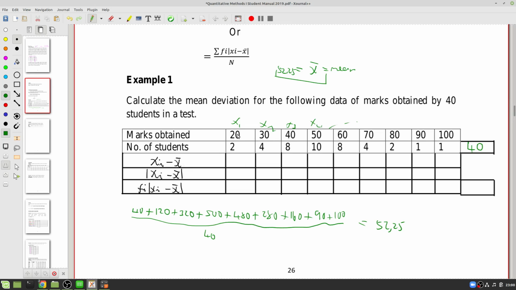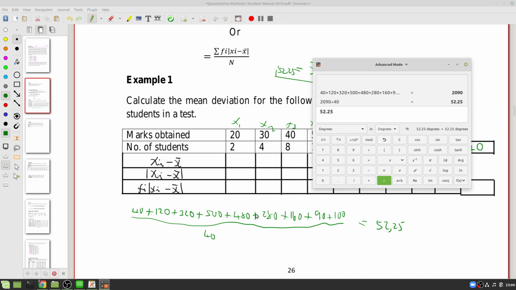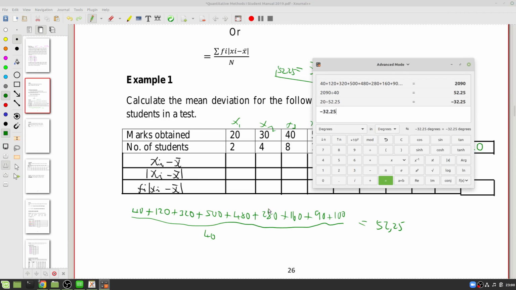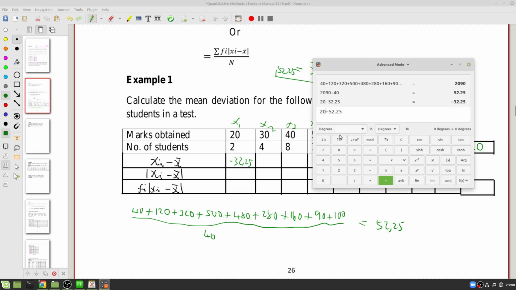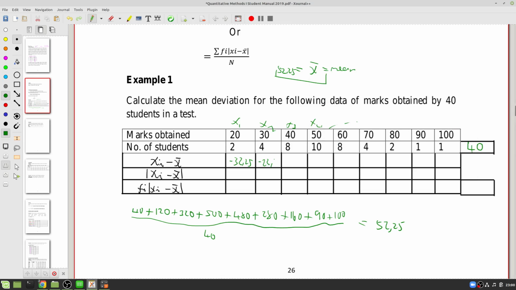So xi, it's 20 minus 52.25. So 20 minus 52.25, negative 32.25. Okay, we're just going to repeat that for each case. So that'll be 30 minus that. So negative 22.25. 40 minus that, negative 12.25. 10 minus 52.25, 50 minus 52.25. That's going to be negative 2.25.